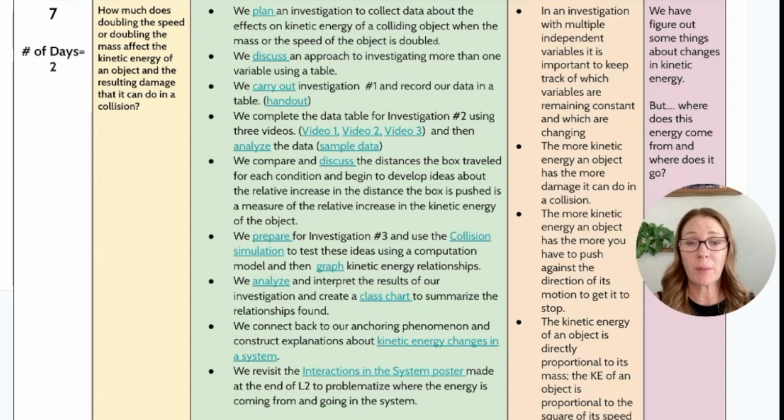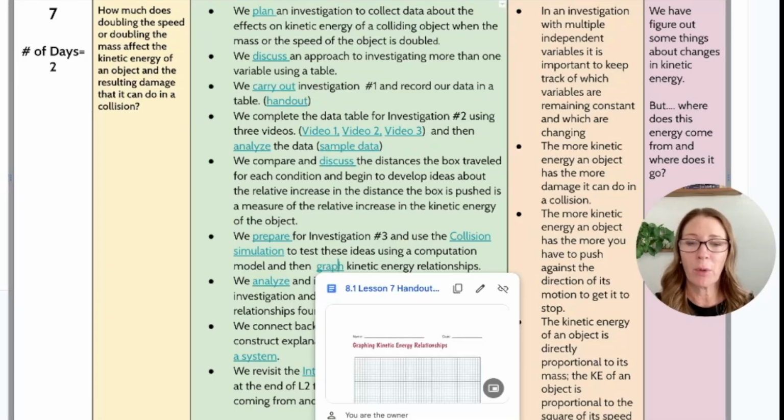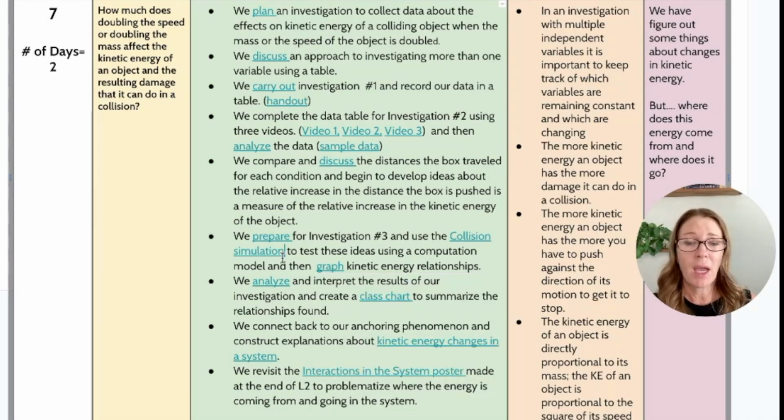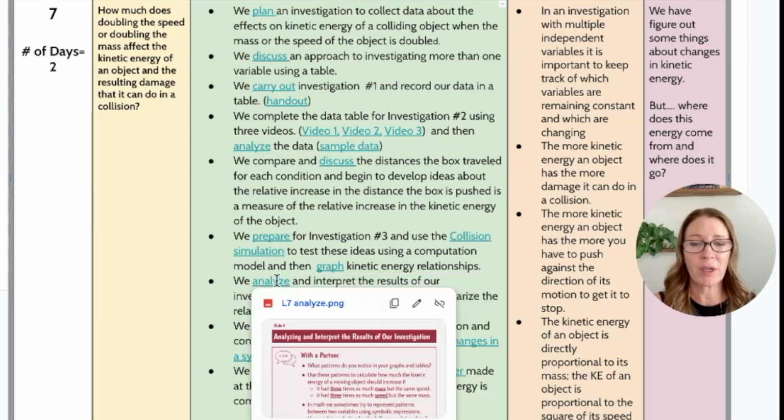So once we're done with the simulation, we're going to graph our results. And so here is some graph paper that you will use. I will tell you that there is an alternate version that already has the Y and X axes labeled, probably a little bit easier to use with your students, depending on their familiarity with graphs. And we're going to analyze and interpret our results. And what we're going to find is that there are some relationships here. So we're going to look for patterns in our graphs.